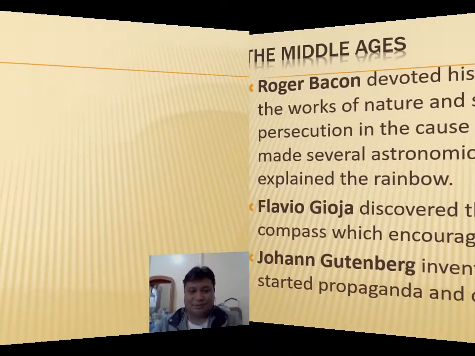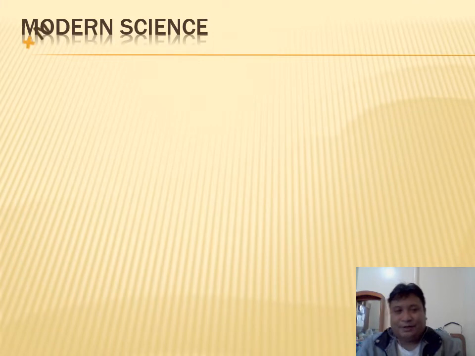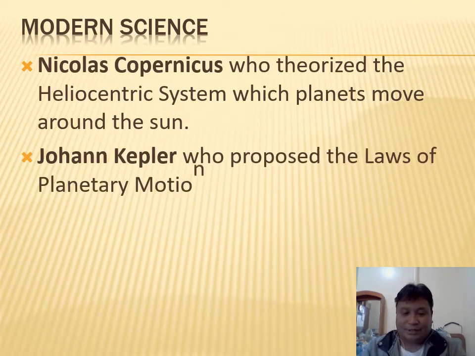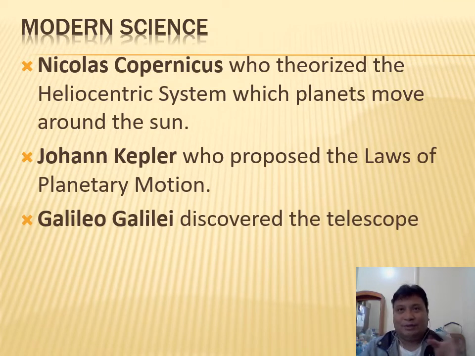The next one is Nicholas Copernicus. Who theorized the heliocentric? So from Ptolemy, who claimed that the Earth is the center of the universe, here comes Nicholas Copernicus. It's Copernicus who claimed that it's not the Earth that's the center of the solar system, but actually the Sun, heliocentric. The next one is Johann Kepler, who proposed the laws of planetary motion.